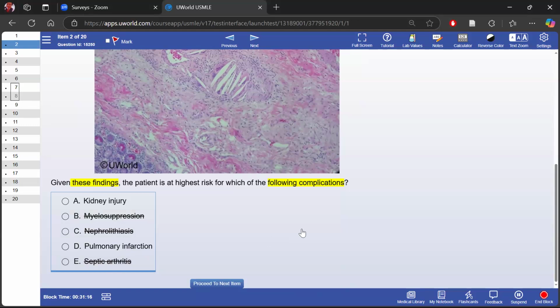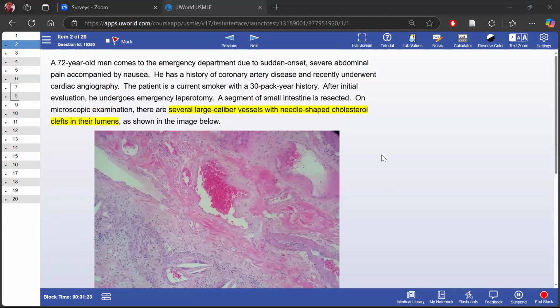So what do we need to figure out next? Which vessels are likely occluded in this patient? When it says large vessel, we don't know whether it is arteries or veins. Do you get that? Is it arteries or veins that are likely occluded? We need to figure that out.